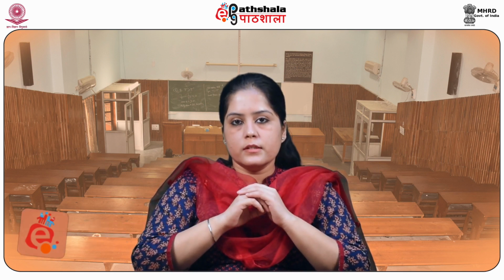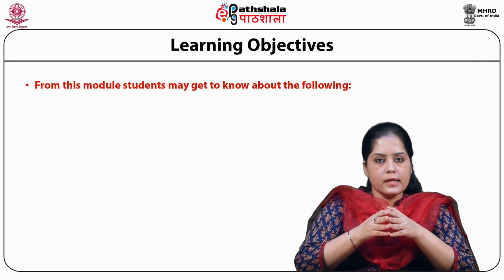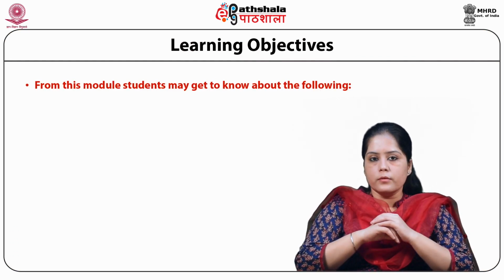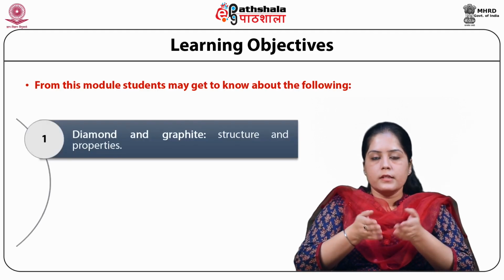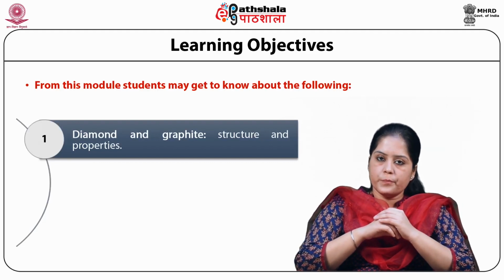So students, today we are going to talk on the module Allotropy of carbon and carbon-based nanostructures from the paper Physics at Nanoscale. So students, let us see what we are going to learn in this module. First, the diamond and the graphite, their structure and properties will be discussed.